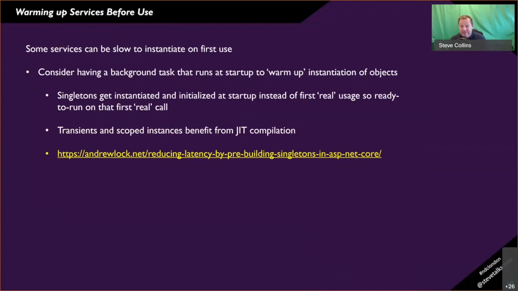This has two benefits, namely singletons get instantiated and are ready to go when the first consumer requests them. The second is that the transient and scoped instances benefit from JIT compilation. So even though the instances that you're currently creating with your background service just get thrown away, you're not making use of them, future instances that get created will get created a little bit faster, because the JIT compiler's already done some of the work and it knows how to go and create them. Andrew Lock has a really good blog post on this, and I highly recommend reading it.